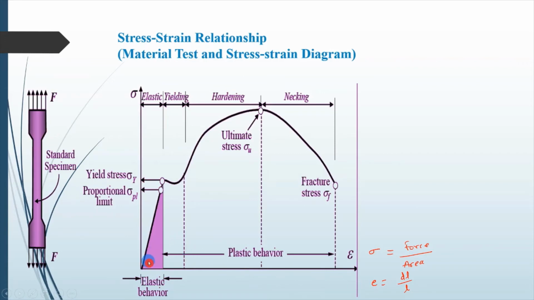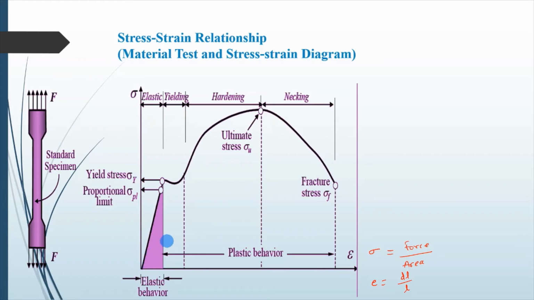A number of readings will be taken for different loads, and the stress value and strain value will be noted. After completing this test, you can plot the graph of stress versus strain, by taking stress on the y-axis and strain on the x-axis, and you will get the curve in this way. This is the stress strain curve for ductile material.